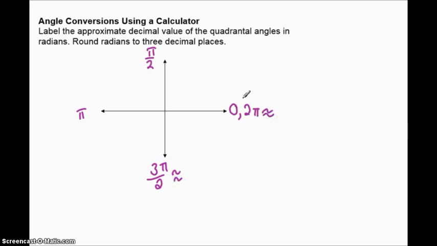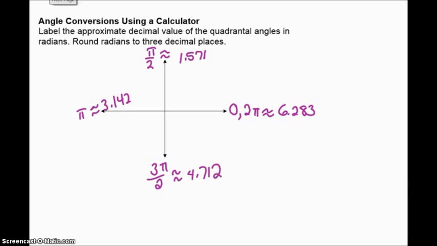Now, of course, 0 is still going to be 0. 2 pi, okay, so I just type 2 pi in my calculator, I'd get 6.283. Pi over 2 is approximately 1.571. Pi is approximately 3.142. And 3 pi over 2 is approximately 4.712. All right, so how can we use this?